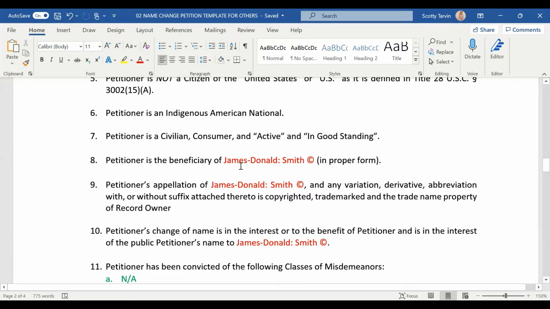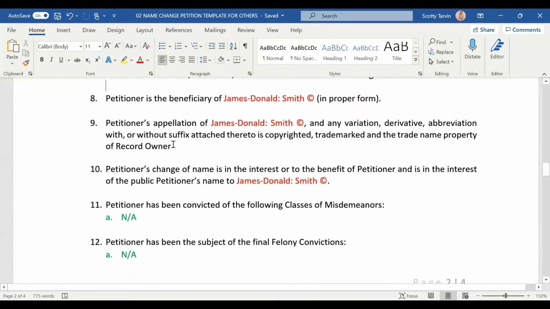Petitioner is the beneficiary of, in your proper form name, petitioner's appellation of, and any variation, derivative, abbreviation, with or without suffix attached thereto, is copyrighted, trademarked, and the trade name property of record owner.